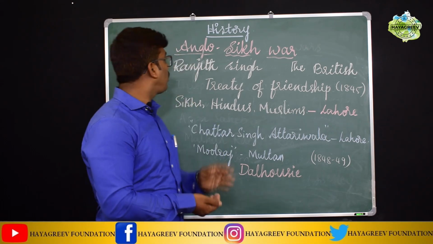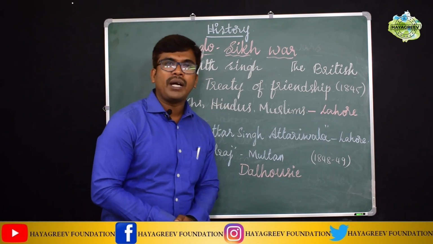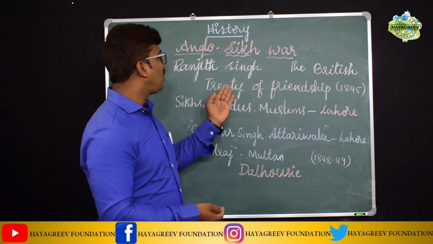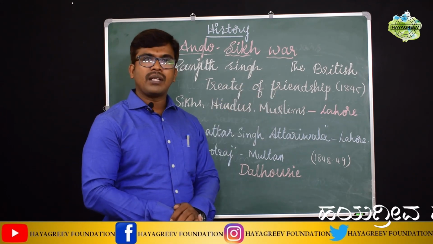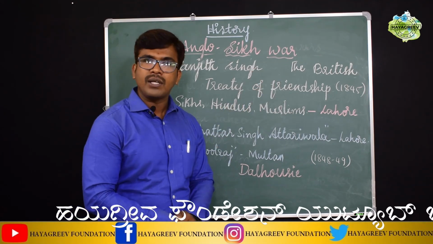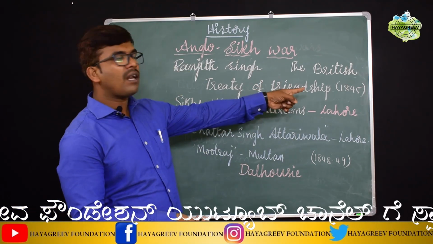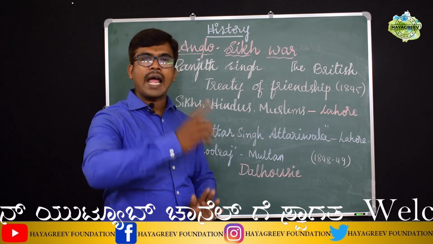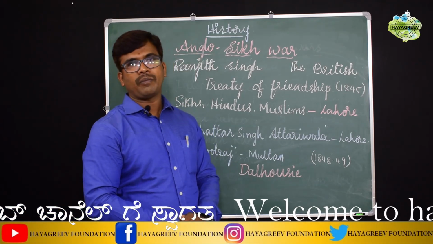But after the death of Ranjit Singh, the British started to violate the Treaty of Friendship. They started to break the Treaty of Friendship. As a result, what happened? In the year 1845, the First Anglo-Sikh War took place.